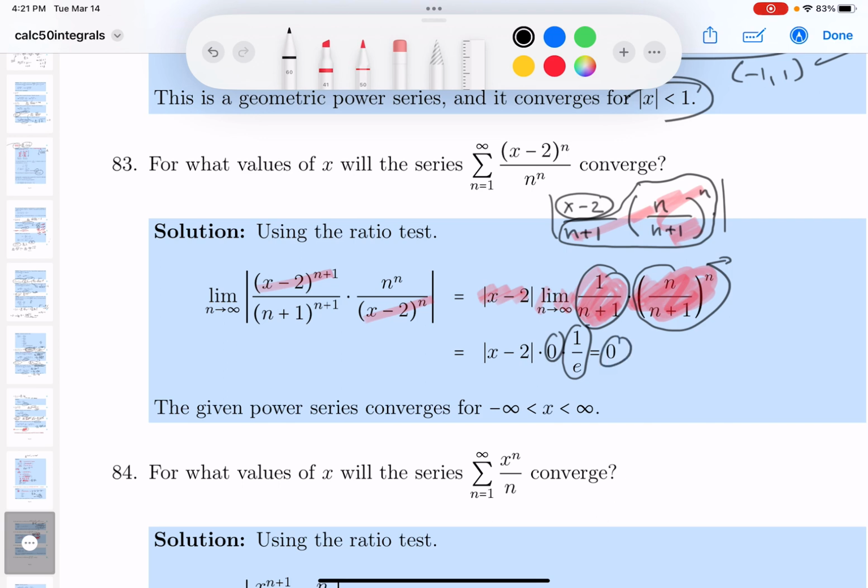So all x's, this converges for all values of x. No matter what x you pick, this series will converge, no matter what. All right? Thank you.